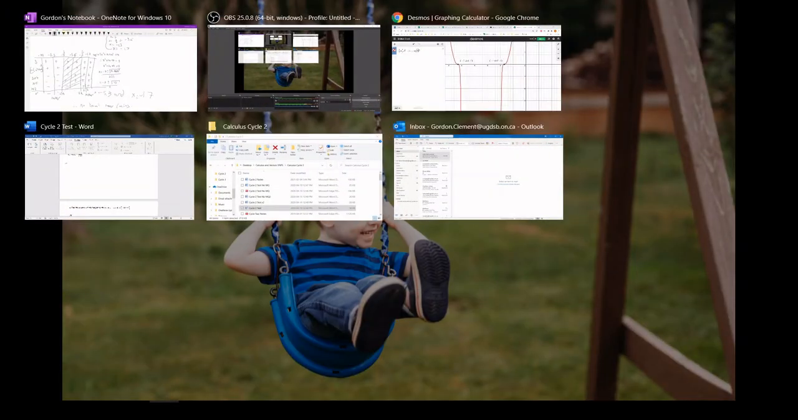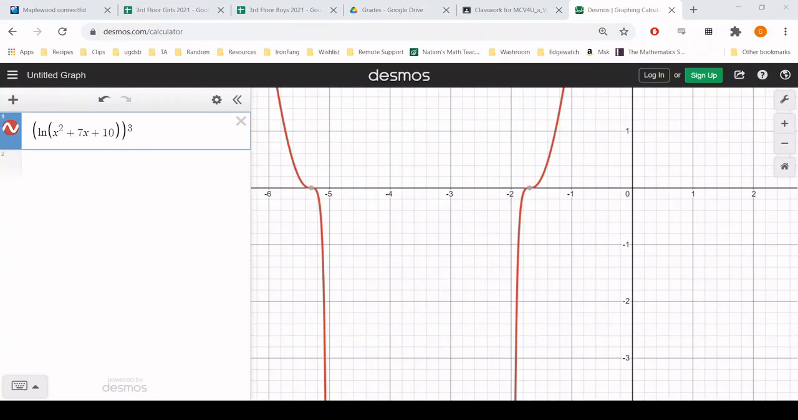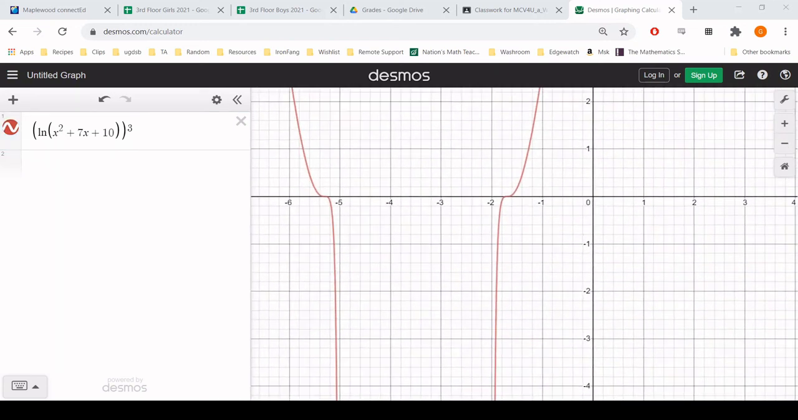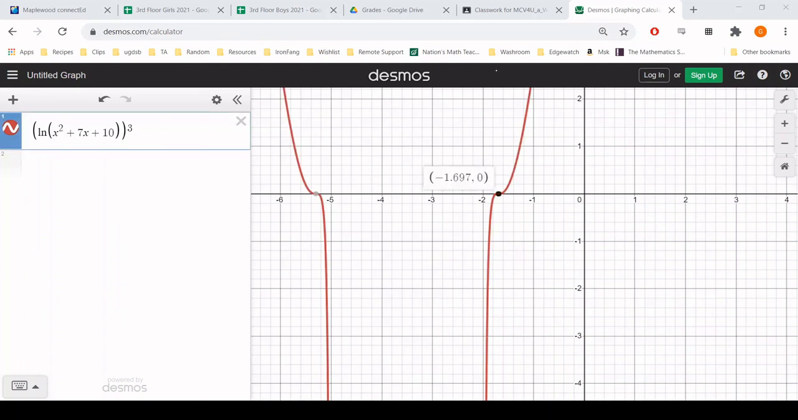And I actually have this up in Desmos, so maybe I'll just show that to you really quick. So there you go. There's those 2 points, and you can see it's decreasing, flattens, keeps decreasing, so not a local max or min. There's no function at all between minus 5 and minus 2. And then same thing, increasing, flattens, keeps increasing, so it's not a local max or min there as well.